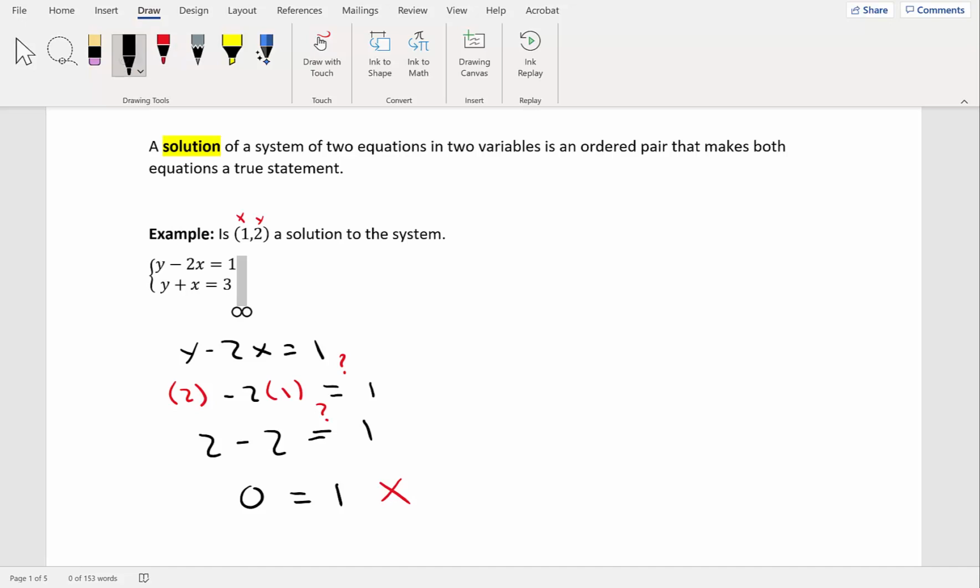Now, since right away it doesn't make the first equation true, we don't have to check the second equation. It doesn't matter, because it has to be a solution for both equations. So since it's not a solution to the first, (1, 2) is not a solution to the system. Whenever you're trying to check to see if anything is a solution, remember you're going to be plugging it in. So plug in your x, plug in your y, and see if it's a true statement.